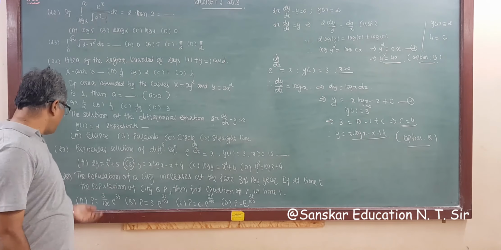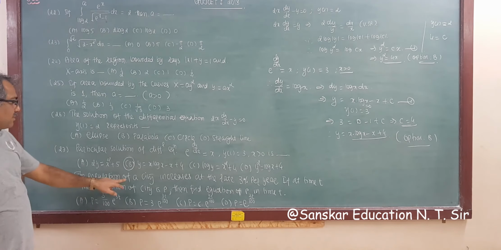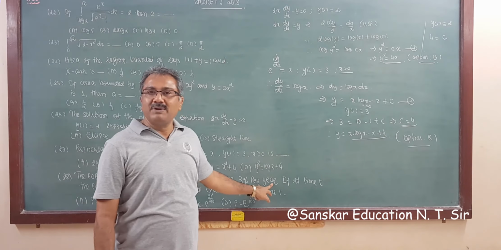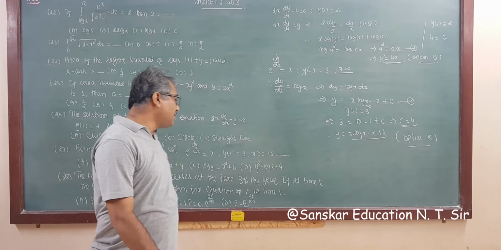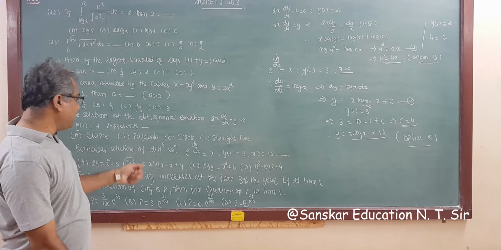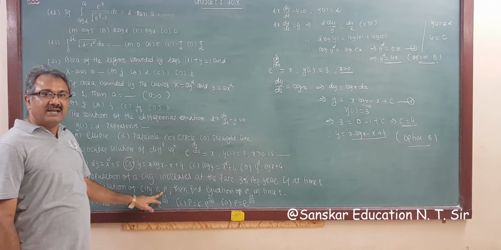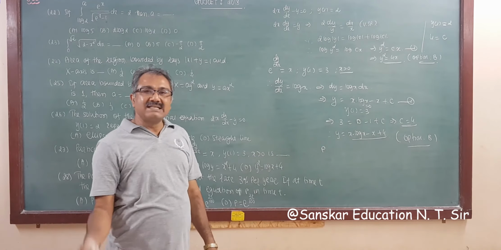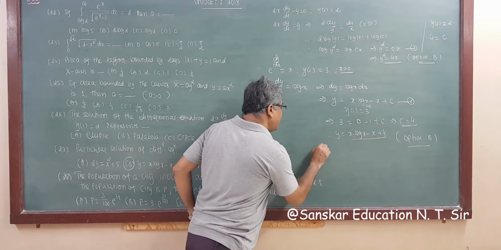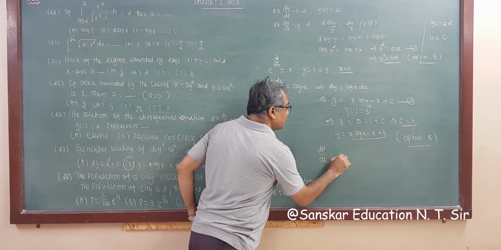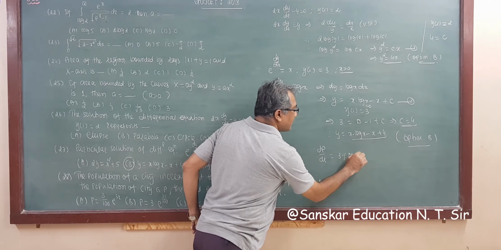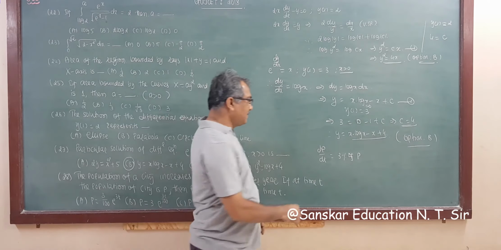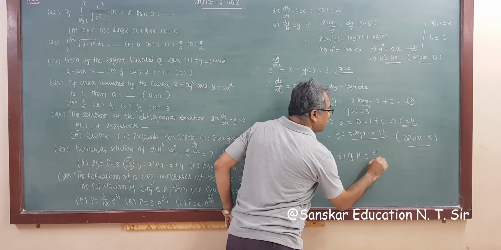And the last example of differential equation is the population of a city increasing at the rate of 3% per year. The population of a city increases at 3% per year. If at time t the population of the city is p, so the increase in the population is dp by dt is equal to 3% of p, that is 3p by 100. So dp by dt is equal to 3p by 100.